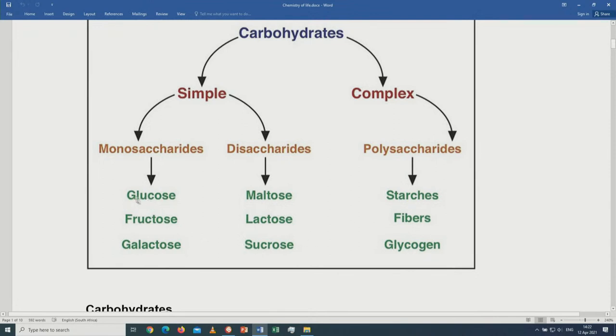What are the examples of the monosaccharides? Remember, mono means one, saccharide means sugar. The three examples of the monosaccharides are glucose, fructose, and galactose. Disaccharides are made up of two sugar molecules. They are maltose, lactose, and sucrose. Polysaccharides are made up of more than two sugar molecules. They are starch, cellulose, and glycogen.